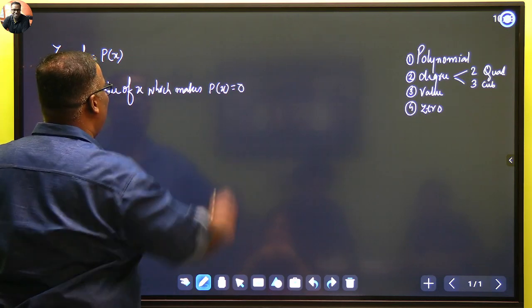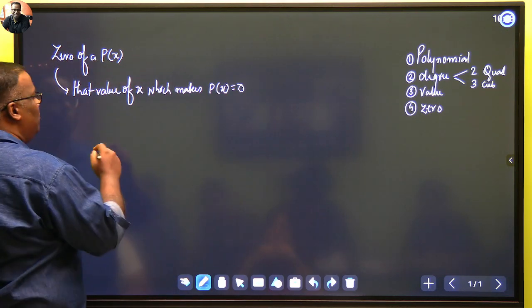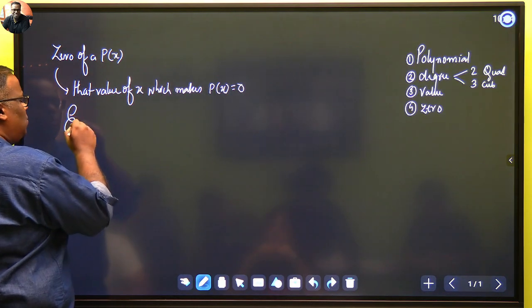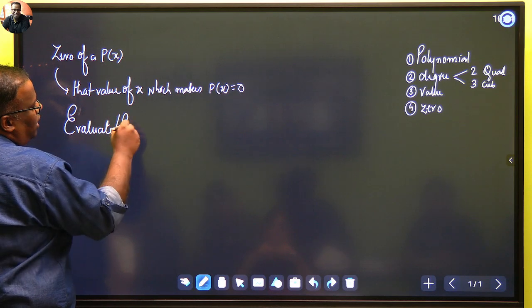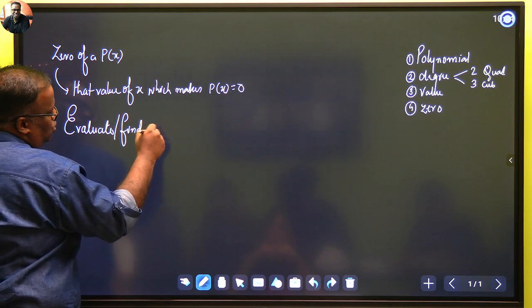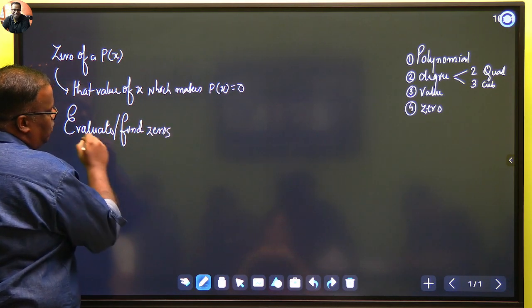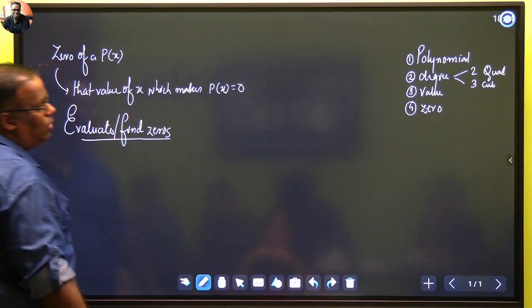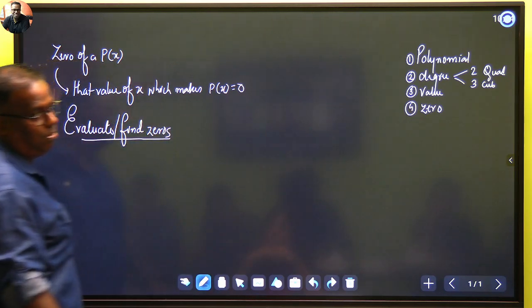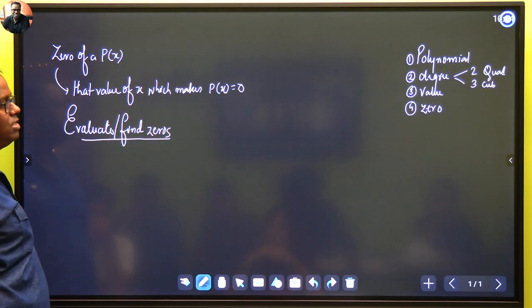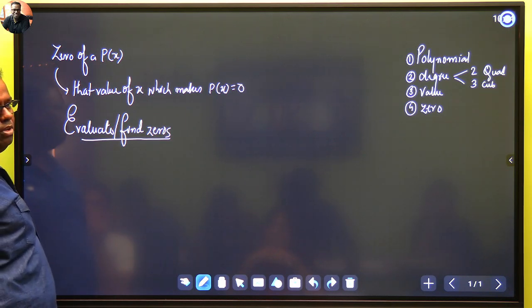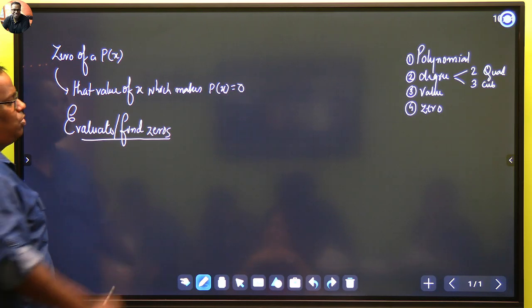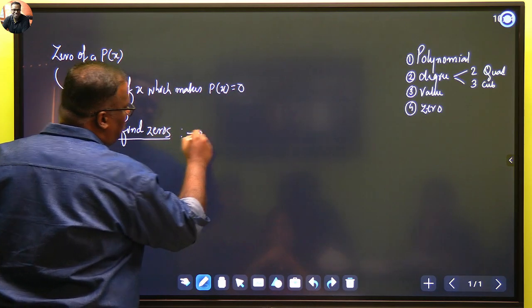ठीक है, value of x which makes p(x) equal to 0. Now a question we can get here is evaluate or find zeros. Although this is again grade 9 level, evaluate or find zeros. So I told you the two types of polynomials that we will be hunting a lot here are quadratic and cubic. They will not give you a cubic polynomial's zero to be found out because you don't know how to solve a cubic equation. So here usually this will be a part of a problem.